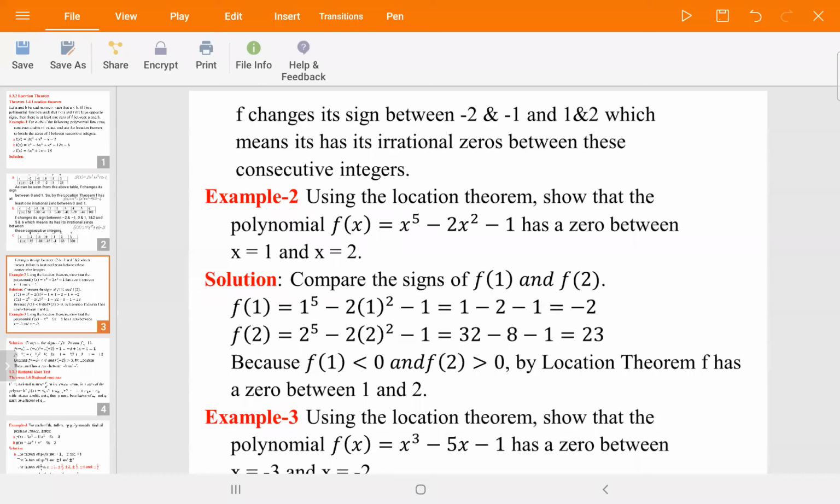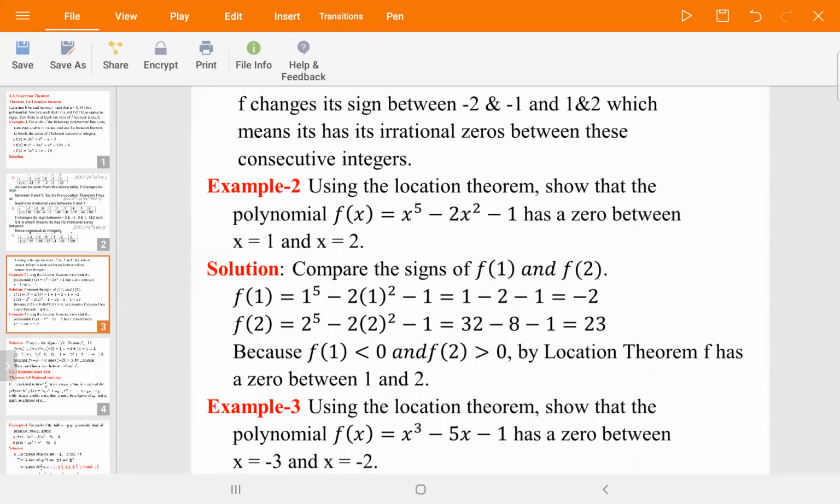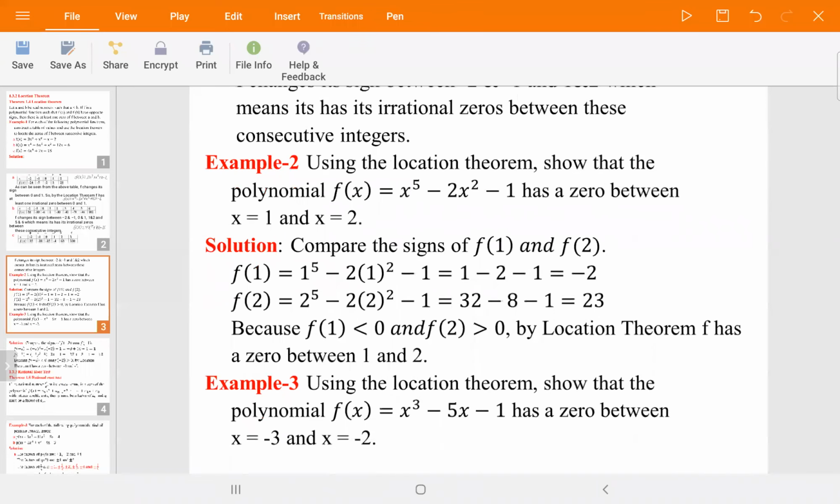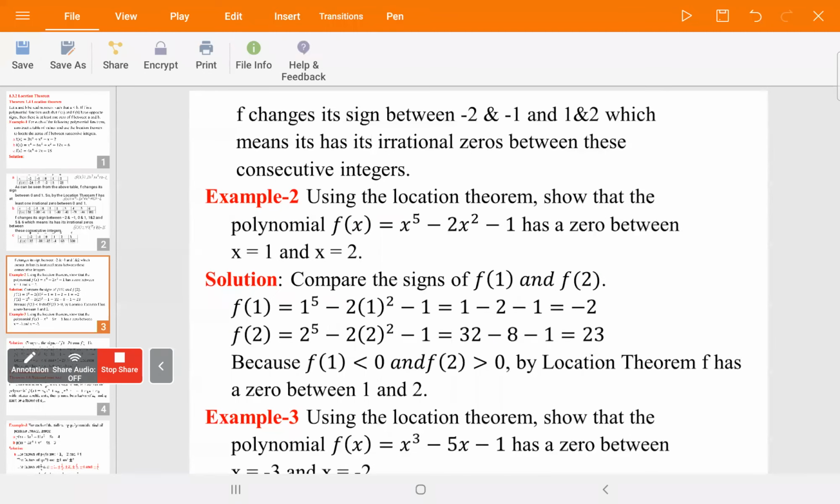The third example: using the location theorem, show that the polynomial f of x is equal to x cubed minus 5x minus 1 has a zero between x equals minus 3 and x equals minus 2. Again, this problem is similar: we check f of minus 3 and f of minus 2 to see whether f changes its sign.